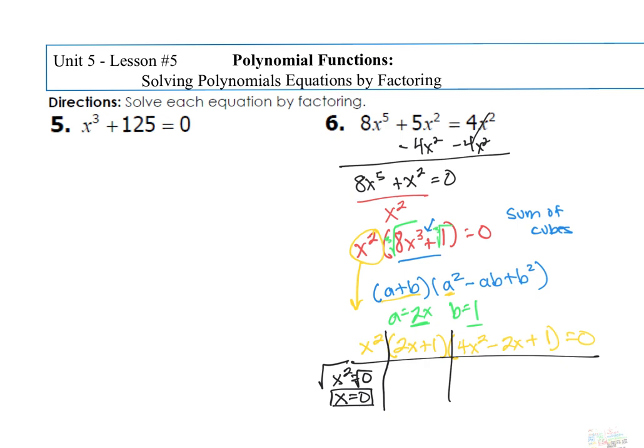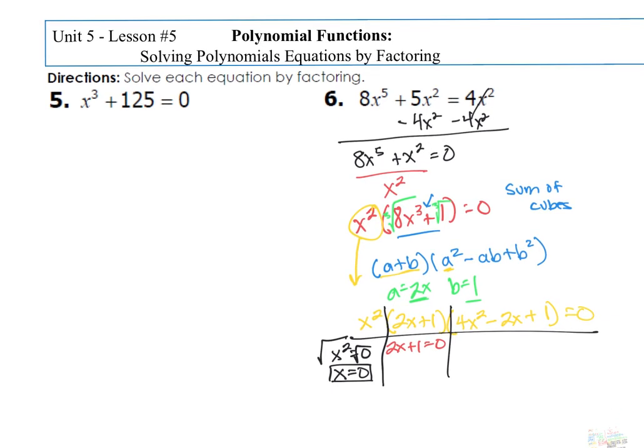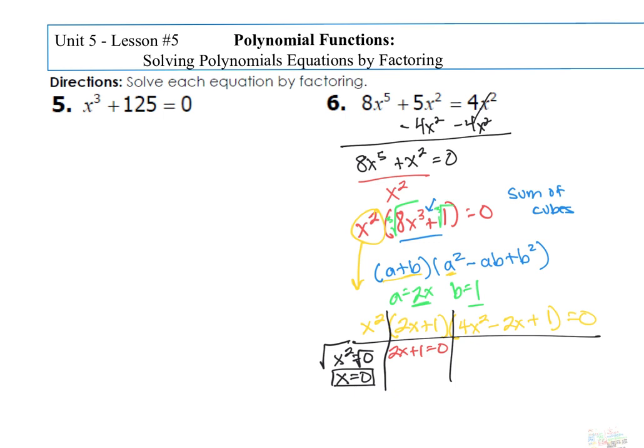For the middle piece, I have 2x plus 1 equals 0. We would subtract 1 from both sides, and then we would get 2x equals -1, and then divide by 2. So another answer is x equals -1/2. Now my last section for getting my solution is this piece right here, 4x squared minus 2x plus 1.